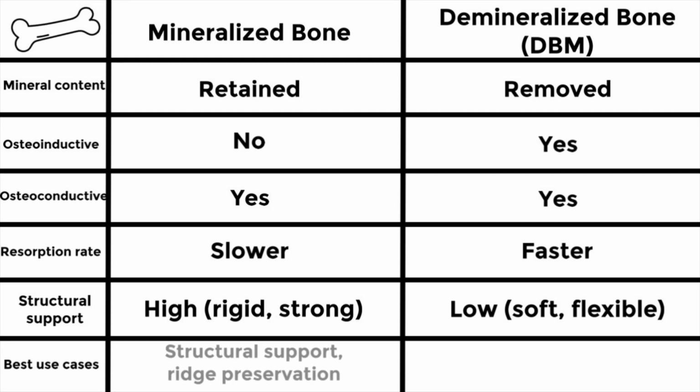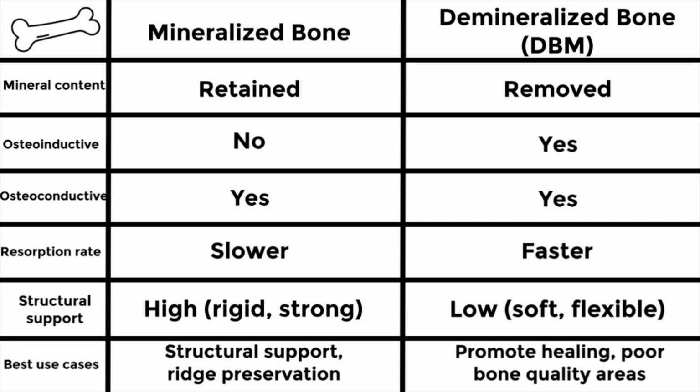Your best use case for mineralized bone is structural support and ridge preservation. And it's best to use demineralized bone to promote healing in poor bone quality areas. So, if you want fast healing, choose a DBM. To maintain structure and volume, use mineralized, or combine both for enhanced bone regeneration.